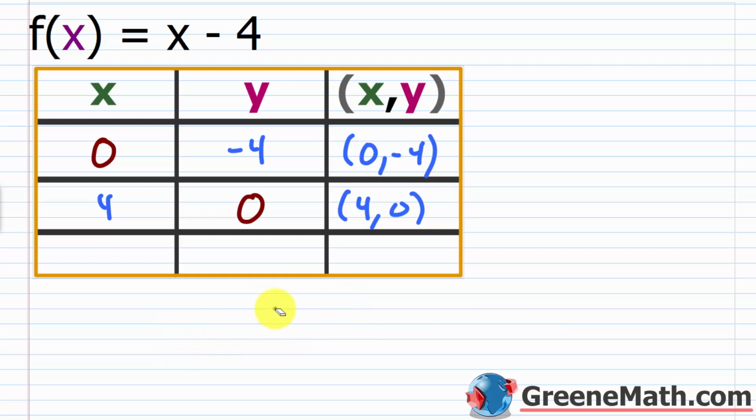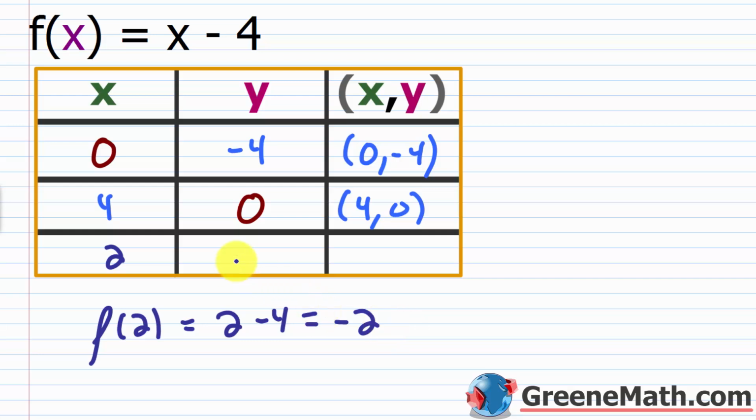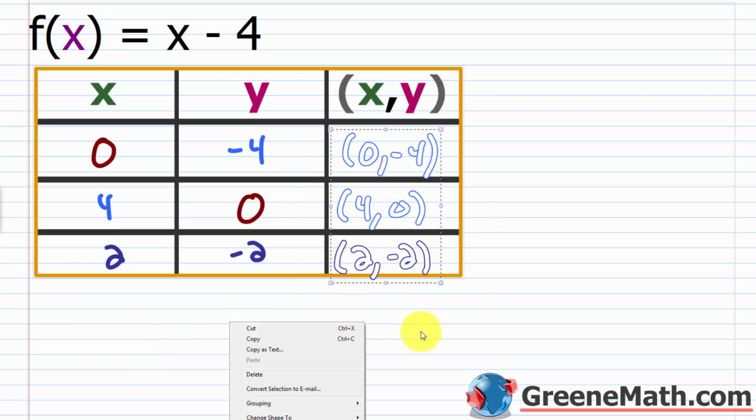Again, I always recommend this because you might make some mistake. So let's go ahead and say that we want to find the value of y when x is just 2. So f of 2 is what we're trying to find. So we'd have 2 minus 4, which equals negative 2. So we would basically have negative 2 here for y. So 2 comma negative 2 is our ordered pair. Just going to copy those.